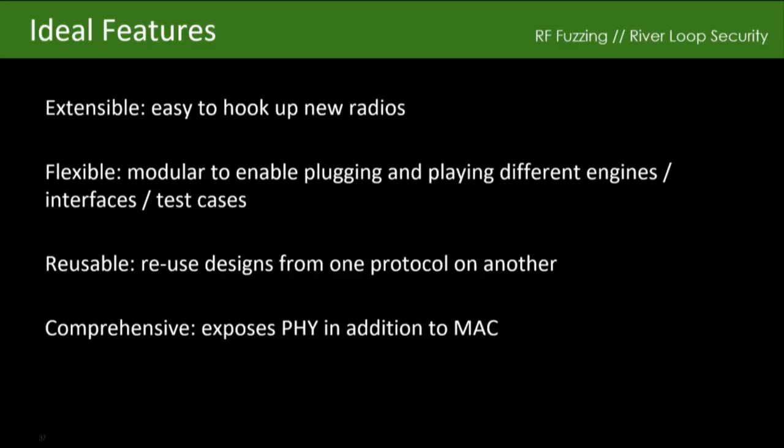And then reusable, and I think this was a main one for us. We had done this research on 802.15.4. We want to do some of this and port it over to other protocols. We'll talk some more about that at the end. And then lastly, the comprehensive alludes to the fact that we didn't want to just fuzz layer two and above, the MAC layer and forward. We also wanted to expose the PHY layer so that we could tweak it and fuzz that. And that's something that is unusual in a lot of fuzzers.